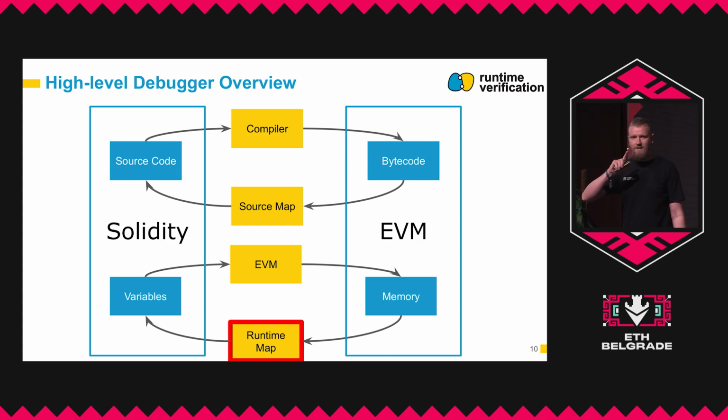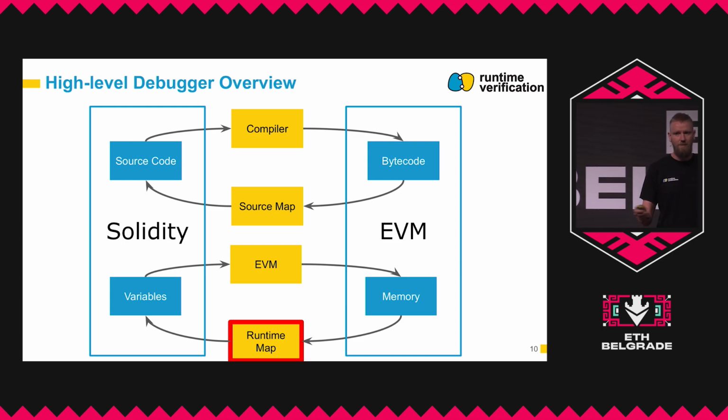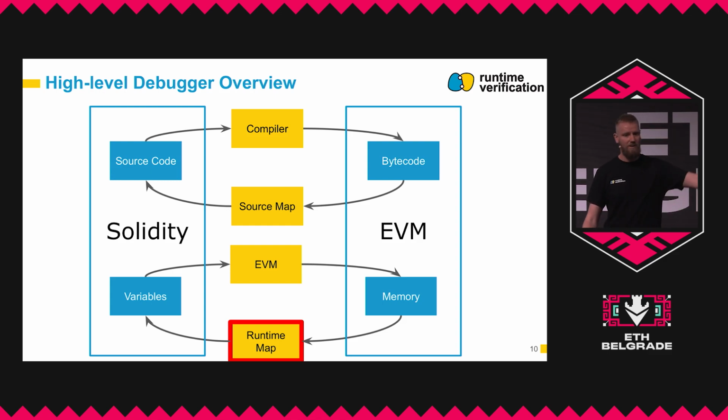Now there's another thing that tools need to do, and that is they need to translate the runtime information back to Solidity. You don't want to look at raw memory, you don't want to look at the stack or at the raw storage. That's all hexadecimal numbers that doesn't make any sense. There's pointers in there that doesn't make any sense. You want to translate them back to your Solidity variables.